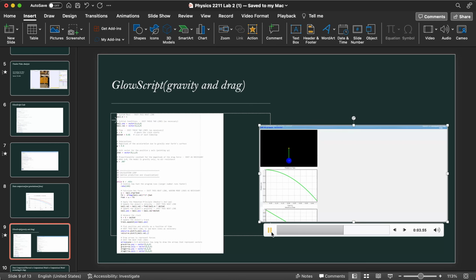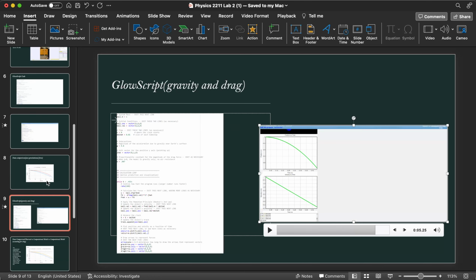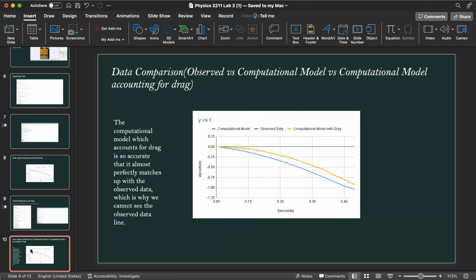And this is what our graph looks like when we account for drag force. Now we'll quantify that using a line graph. As you can see, our computational model with drag is very accurate, and it is basically one-to-one with the observed data, which is why you can't see the observed data line graph, which is pretty cool.